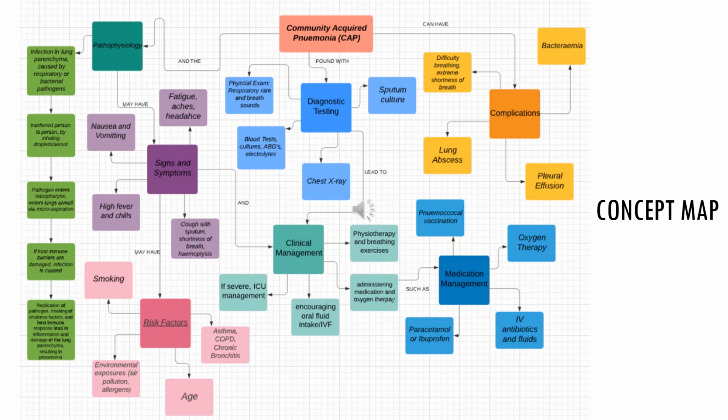Here is the concept map that me and my group have created. In the dark green on the left-hand side is the pathophysiology of community-acquired pneumonia, leading to the signs and symptoms, which is purple, which then leads to risk factors in pink and clinical management in turquoise. The clinical management then also leads to medication management, which is the dark blue section of the concept map.